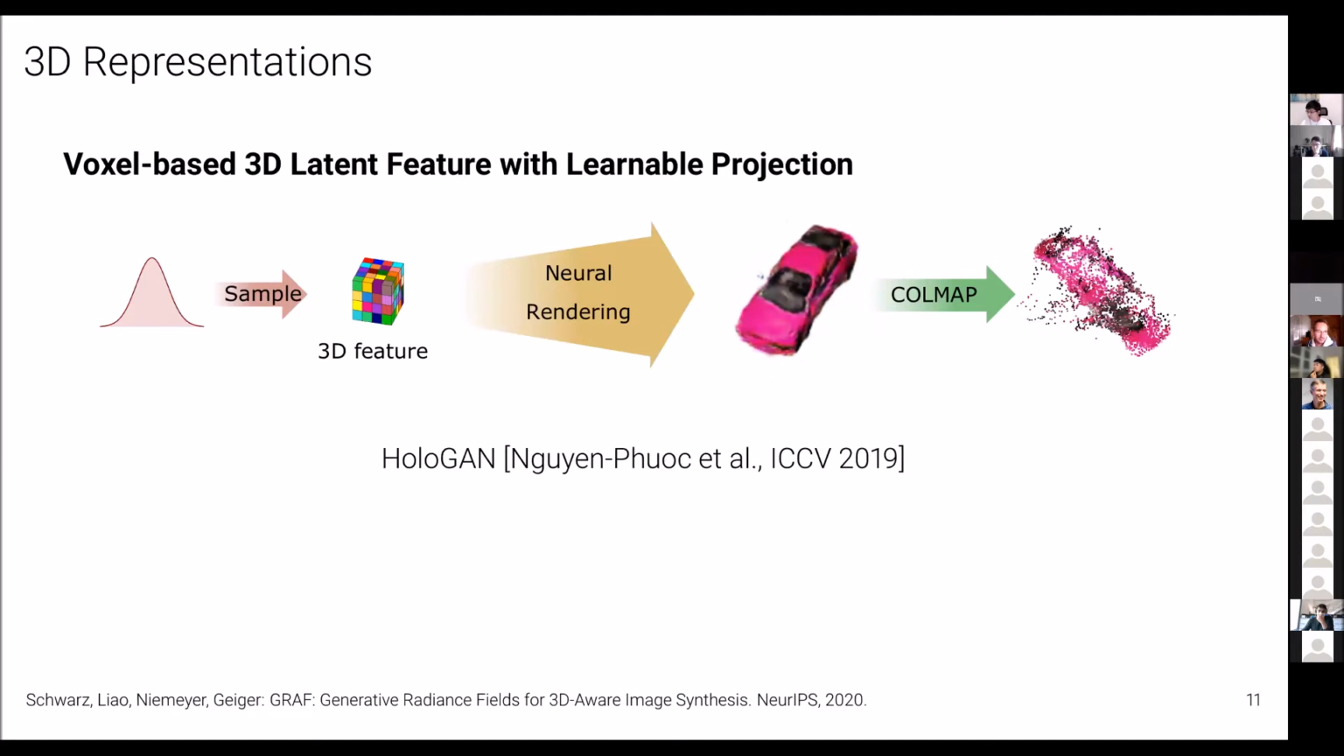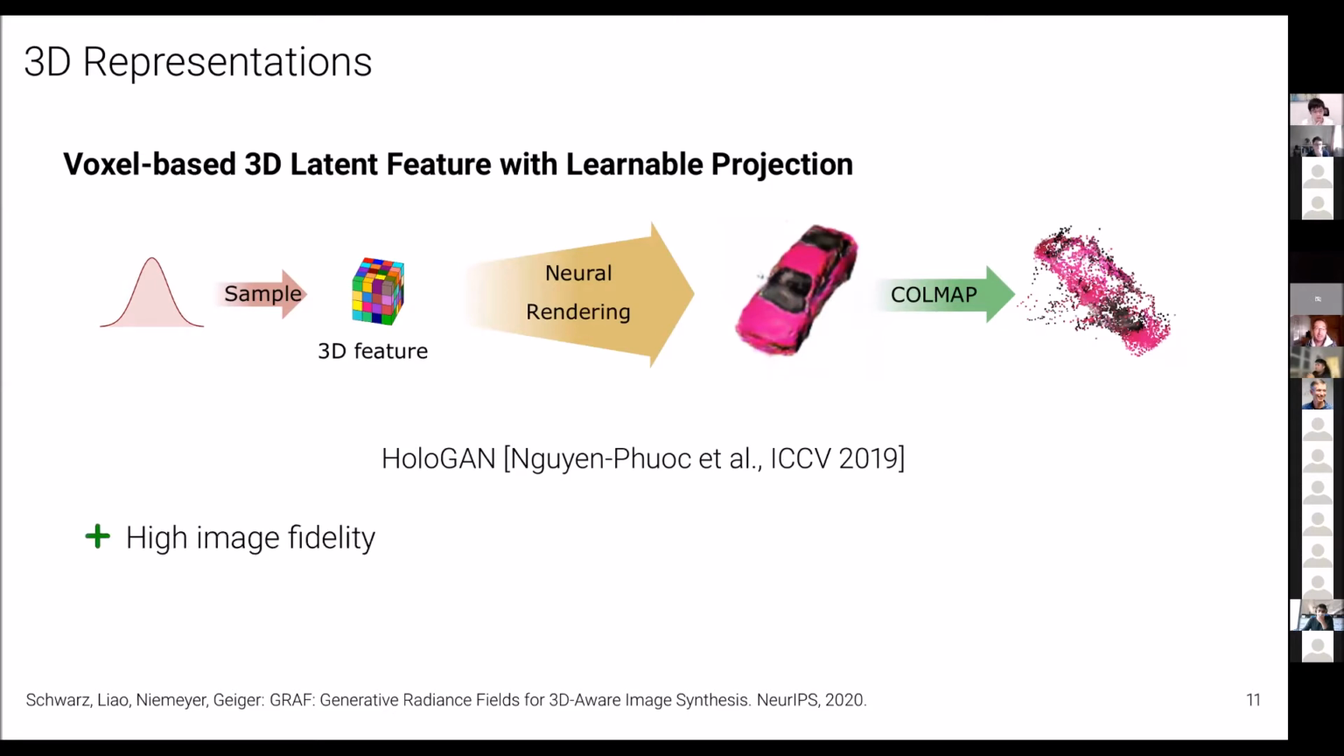Another approach called HoloGAN uses a voxel-based 3D latent feature representation with a learnable projection. The idea here is to sample the latent code and to generate a feature volume, and then to render that feature volume with a neural renderer into an RGB image.